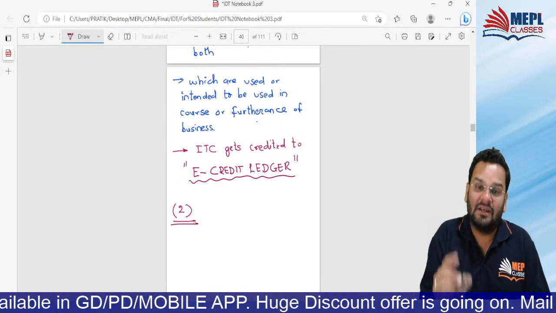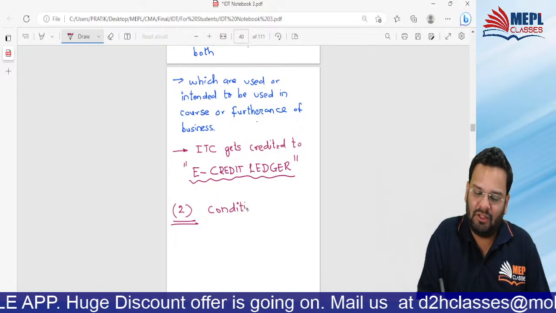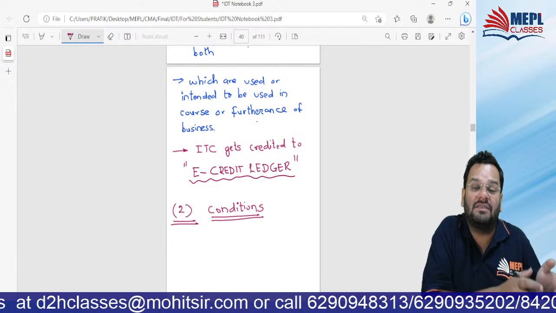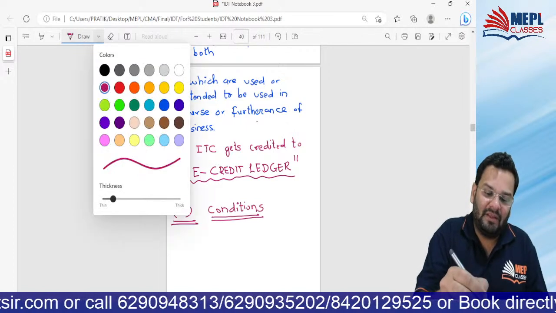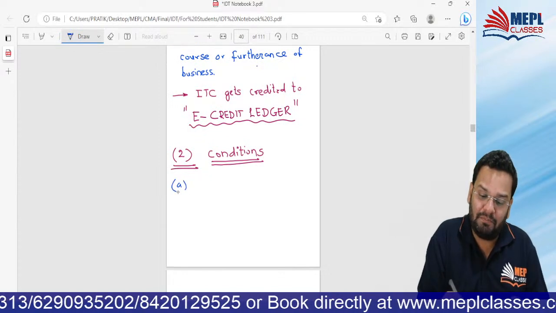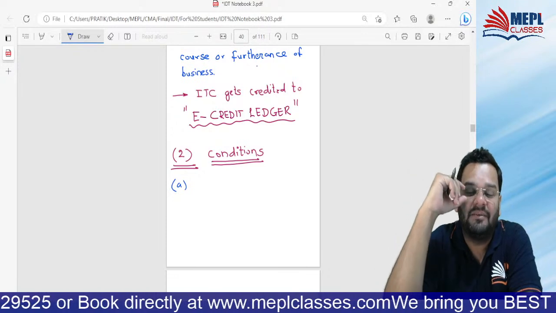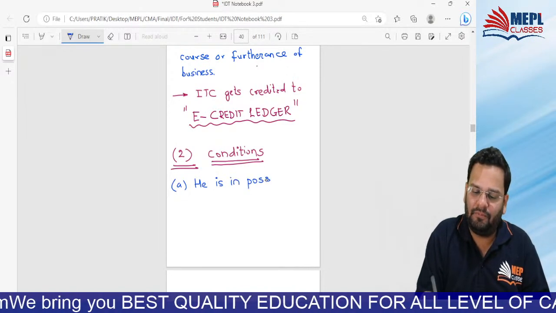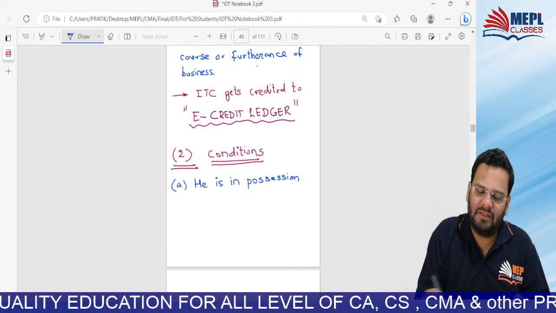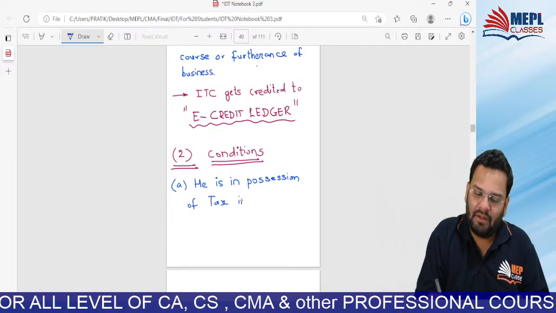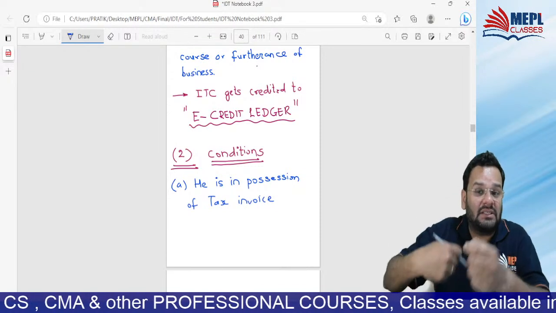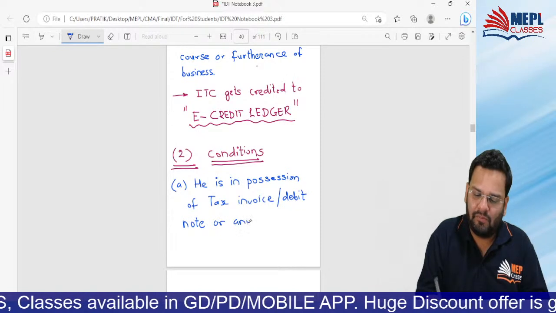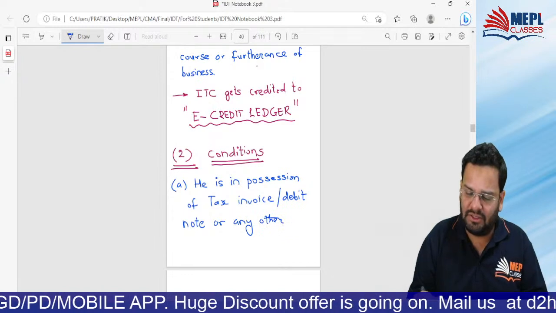So subsection 2 talks about conditions. It says that no registered person will be eligible to claim ITC unless, A, he is in possession of, he meaning the registered person who wants to claim ITC, a tax invoice, debit note or any other tax paying document. Tax invoice, debit note or any other document. Is it clear to all of you?